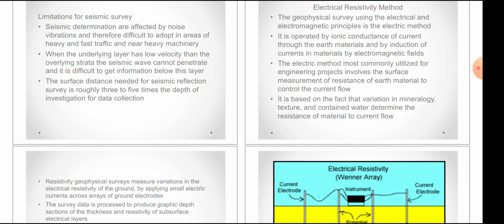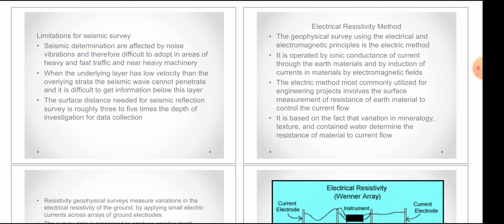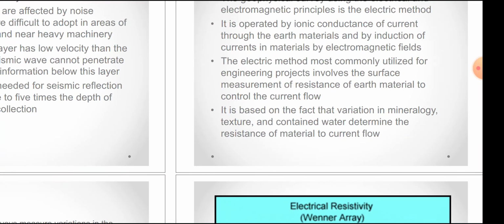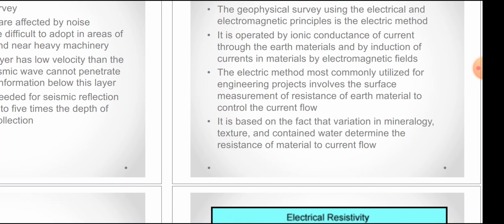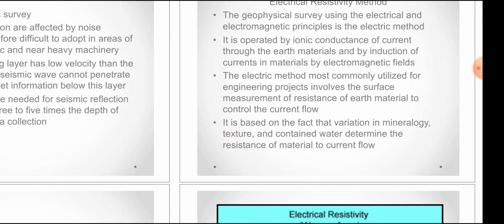collection. Electrical resistivity method. The geophysical survey which uses the electrical and electromagnetic principle is the electric method. It operates by ionic conductance of current through the Earth's metal and by the induction of current in metal by an electromagnetic field. The electric method most commonly utilized for engineering projects involves the surface measurement of the resistance of the metal to current flow. It is based on the fact that variation in mineralogy, texture, and water content determines the resistance of metal to current flow.